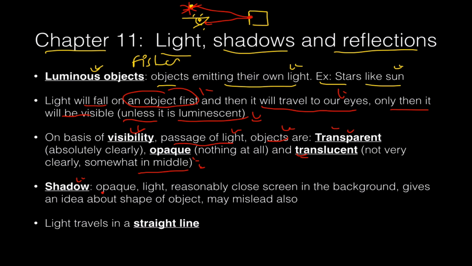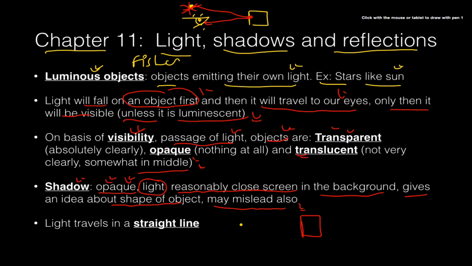Now a shadow is cast only by an opaque object. It needs the presence of light, it needs the presence of an opaque object, it needs a reasonably close screen in the background, and it gives an idea about the shape of the object, and it may mislead also. So let's say this is an object, this is a light source, this is a torch. So if you strike light like this, you need a screen or a wall or something like this here, and the shadow will be cast. It may give the representation, it may mislead also. For example, whenever the light used to go in our locality, we used to make hands like this, crisscrossing, and it will give the shape of a deer or the shape of a dog or something like that.